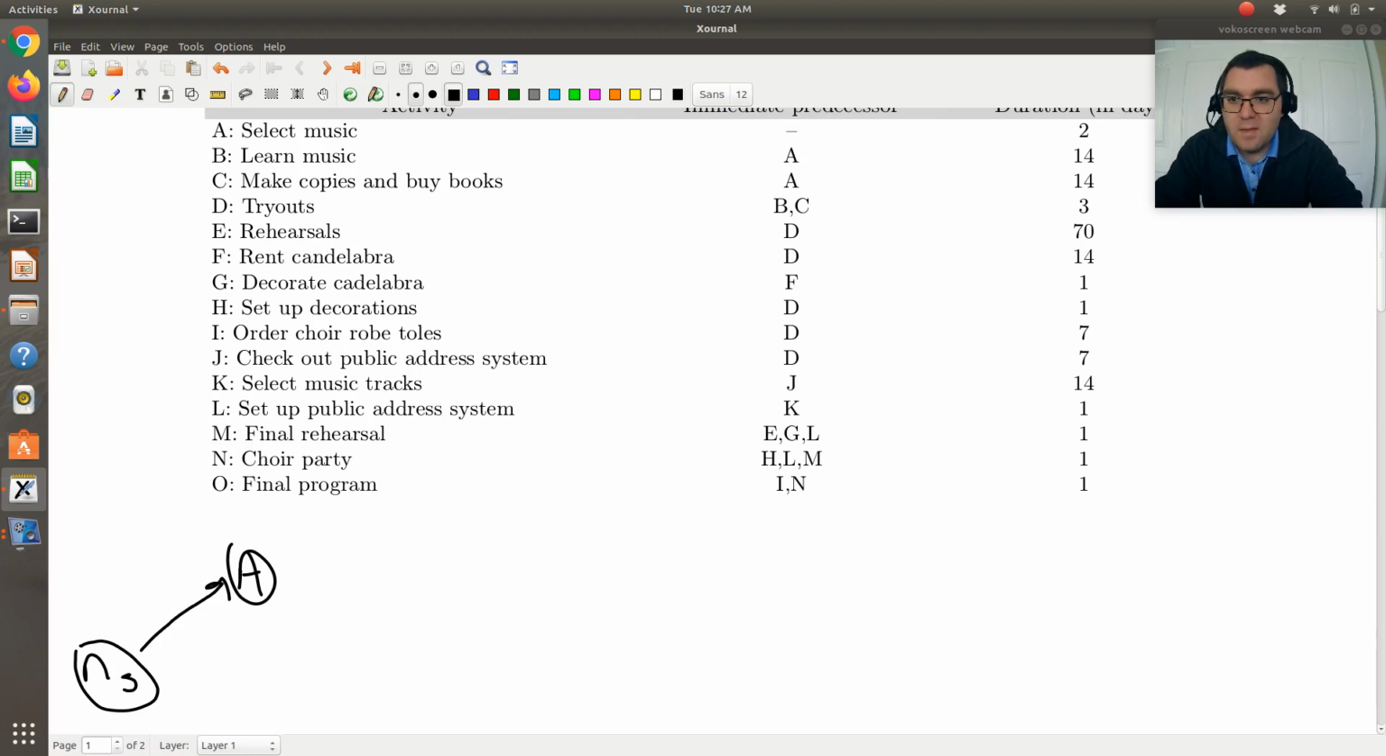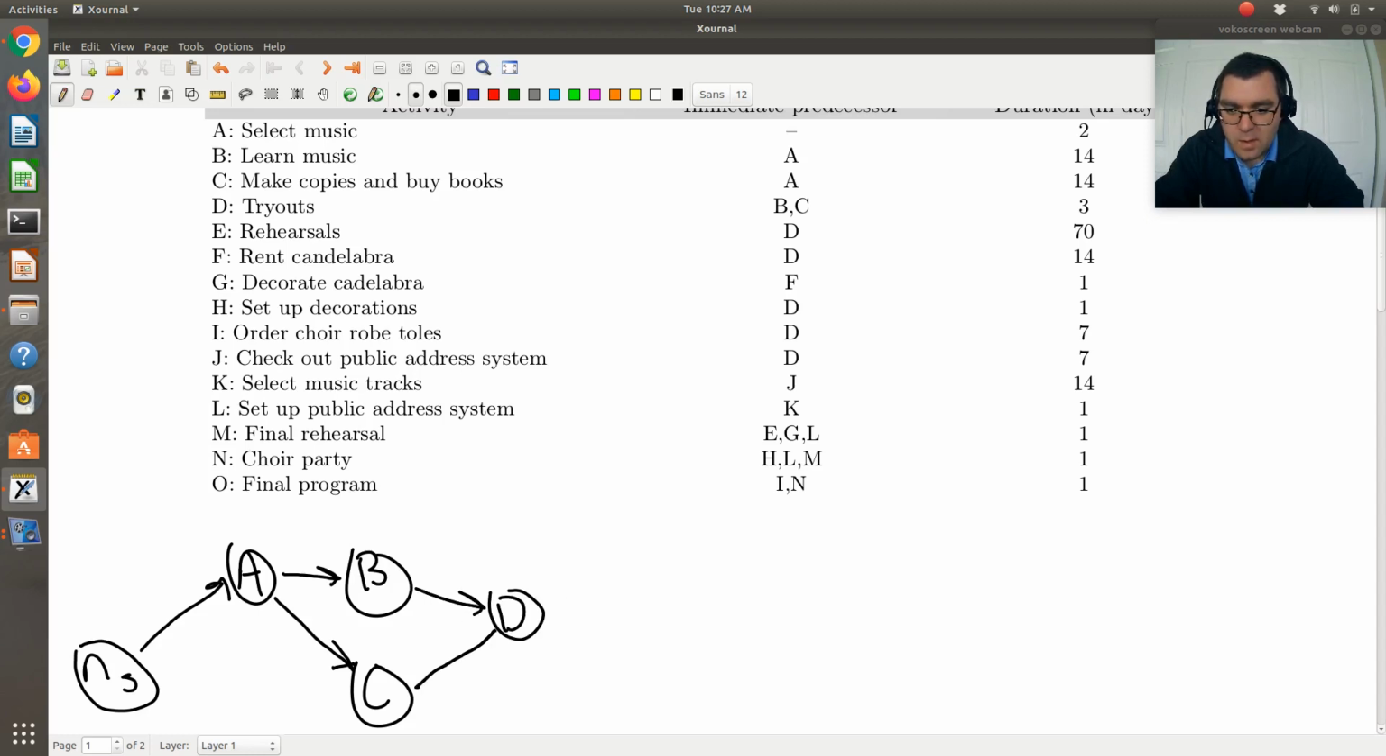Then B and C both have a precedence of A. So I'll draw a node B and a node C. Both B and C have a precedence of just A, so A goes to B and A goes to C. D has a precedence of B and C, so I'll draw D.